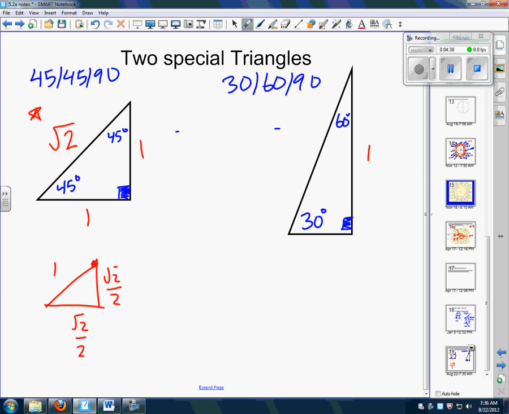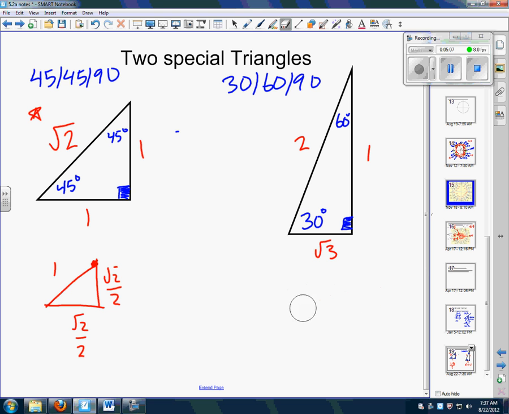Okay, across from the 60 is going to be a square root of 3, and then your hypotenuse is a 2. So even though we call it a 1, 2, square root of 3, watch out that you don't put the square root of 3 as the hypotenuse, okay? Square root of 3 squared plus 1 squared equals 2 when you do your Pythagorean theorem to check for that. Okay, so 2 is the biggest one. It should be on the hypotenuse.